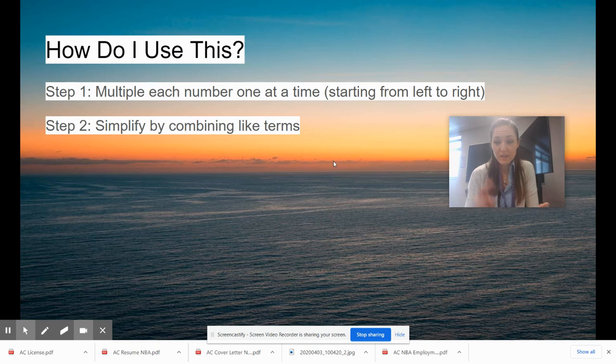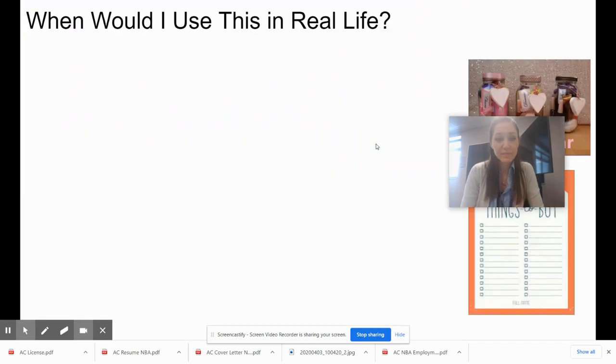How do you do this? In 2 easy steps. Step number 1, multiply each number one at a time, starting from left to right. Step number 2, simplify by combining like terms. You might not necessarily have to do step number 2 if there are no like terms to combine, so it might just be one step, which is great news.